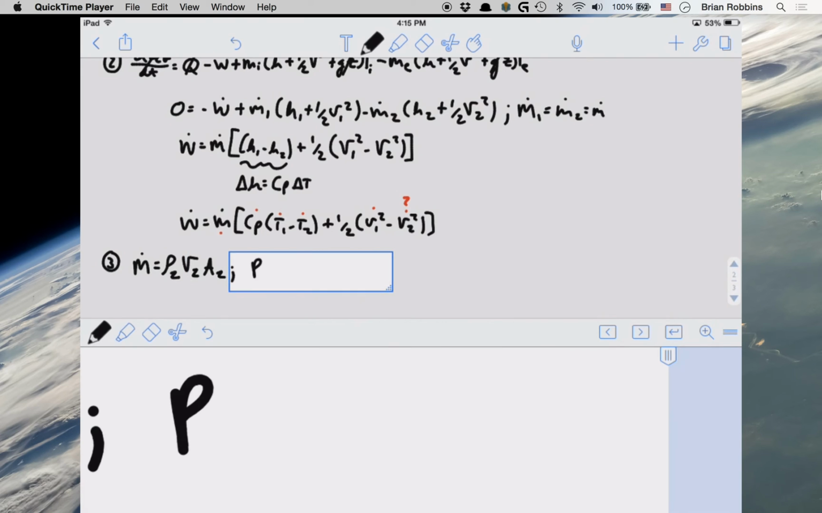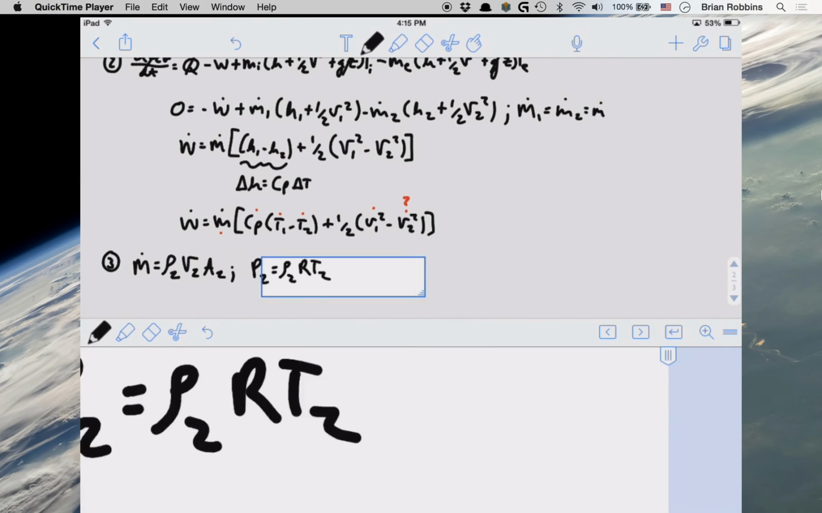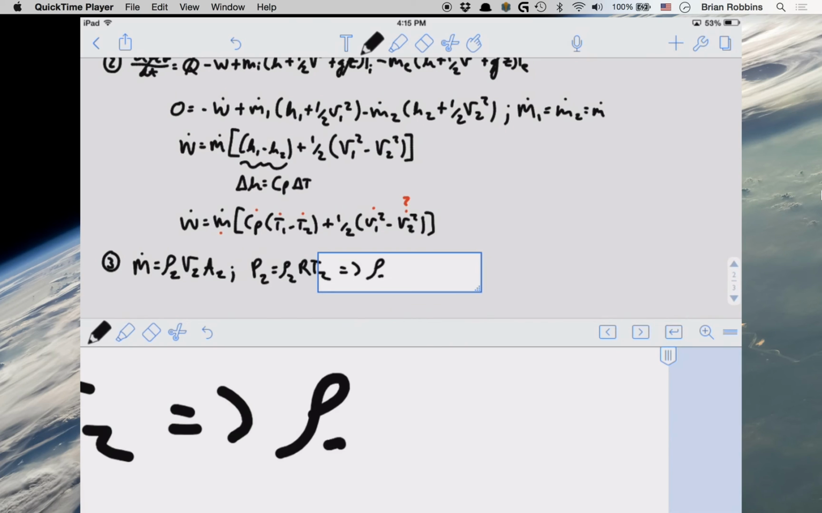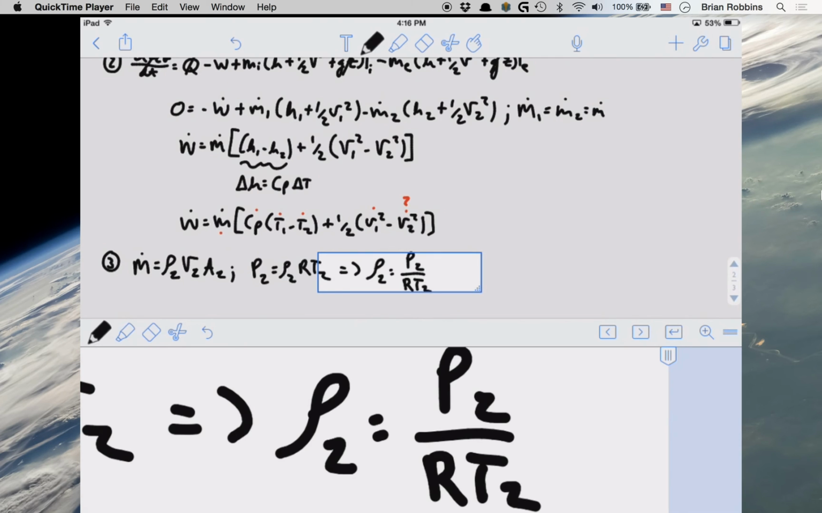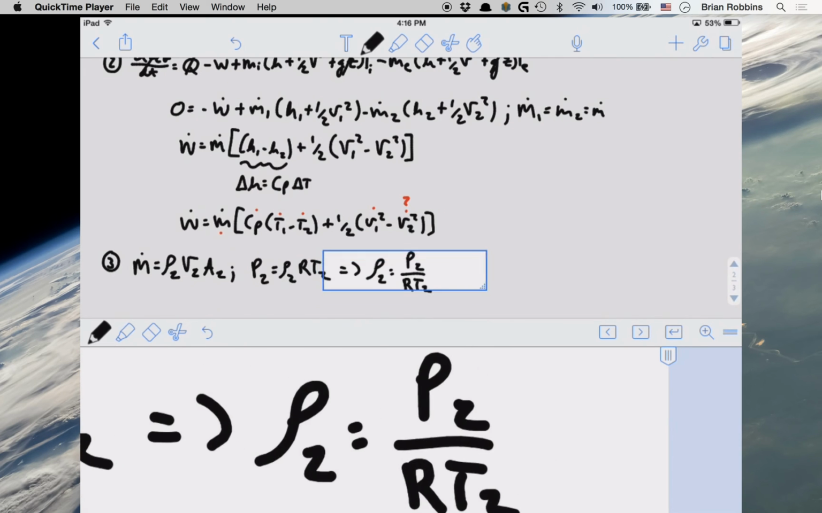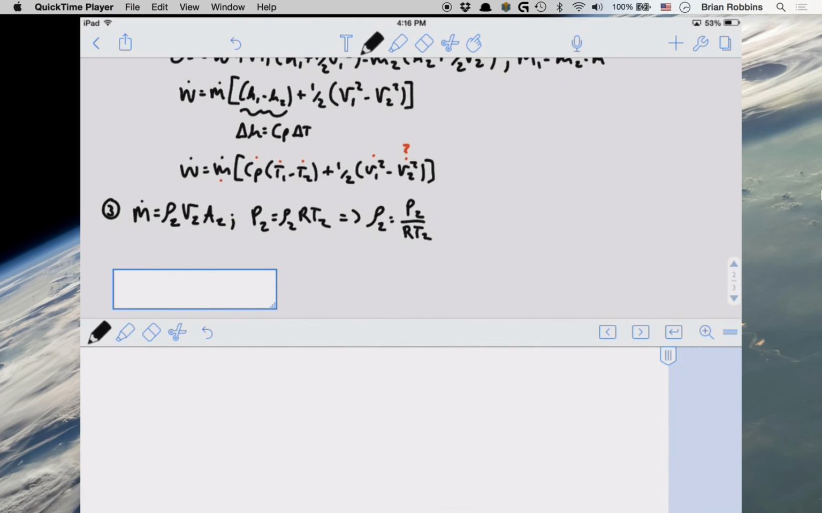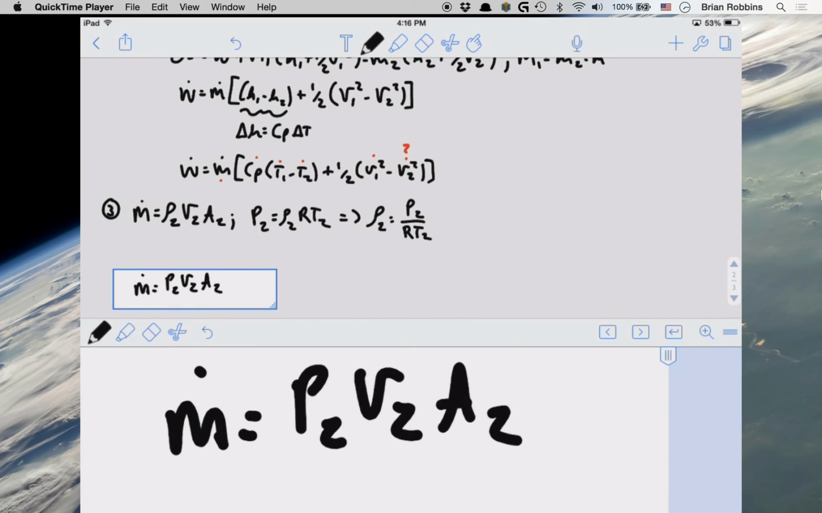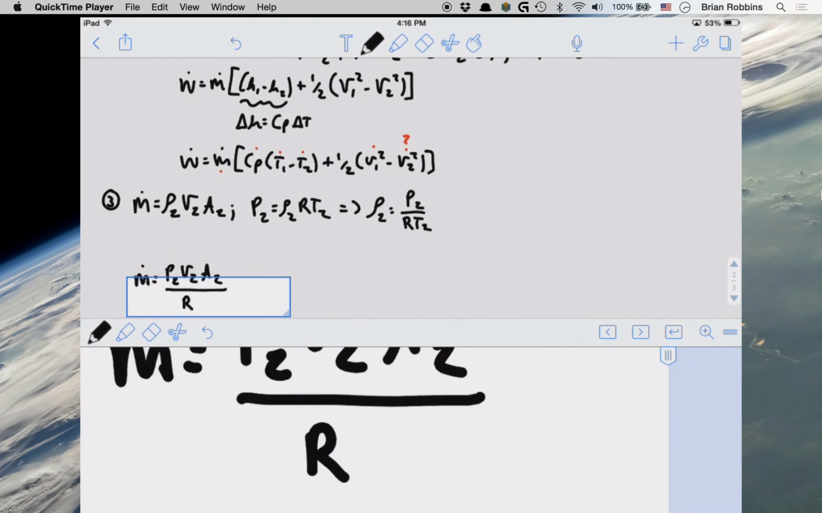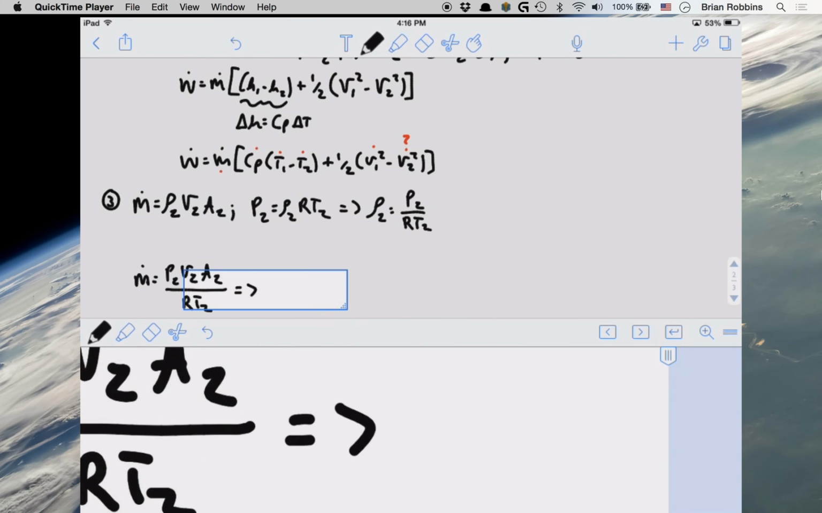Now by ideal gas, we get P2 is equal to rho 2 R T2, and we can rewrite this by solving for our density at state 2, at our outlet. We get rho 2 equals P2 divided by R T2. So taking this expression and plugging that back into our expression for our mass flow rate, we get m dot is equal to P2 V2 A2 divided by R T2.